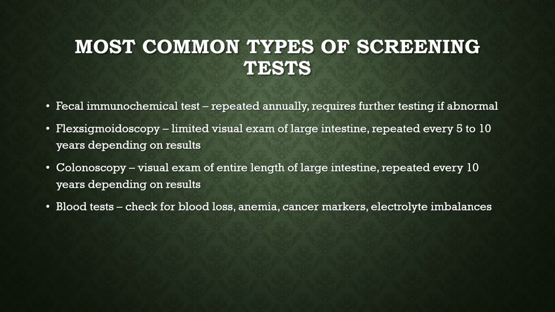The direct visualization type of tests are the flex sigmoidoscopy, where they only go to the point of the first bend of the colon past the left lower side of your abdomen. It's very limited, and it has to be repeated every 5 to 10 years. The colonoscopy, where it does a direct visualization of the entire large intestine and can remove polyps if found, only has to be repeated every 10 years so long as they don't find anything. Oftentimes, more often, if the test reveals polyps and or if those polyps have been abnormal.